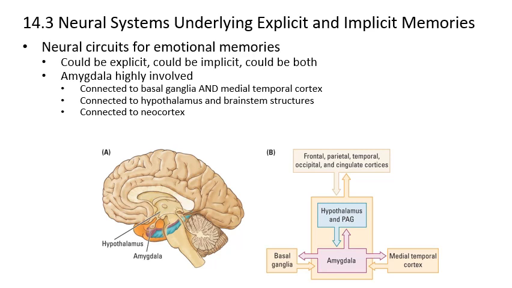So the amygdala is highly involved in emotion memory, of course. It's connected to the basal ganglia and the mediotemporal cortex, so it's connected to areas involved in both implicit and explicit memories. The amygdala is also connected to the hypothalamus and brainstem structures and the neocortex. So a lot of the major regions of the brain are connected to the amygdala and also involved in emotional memory.